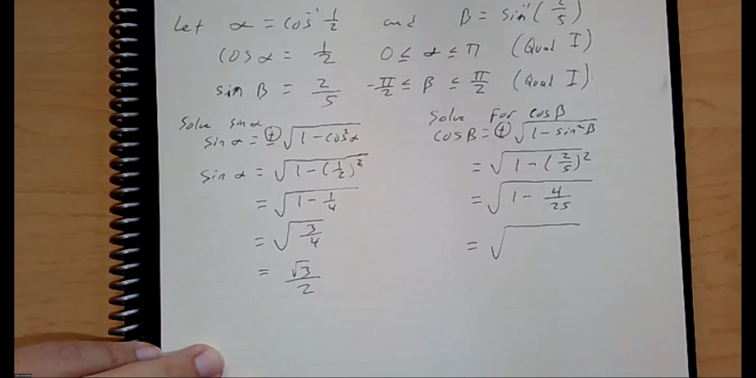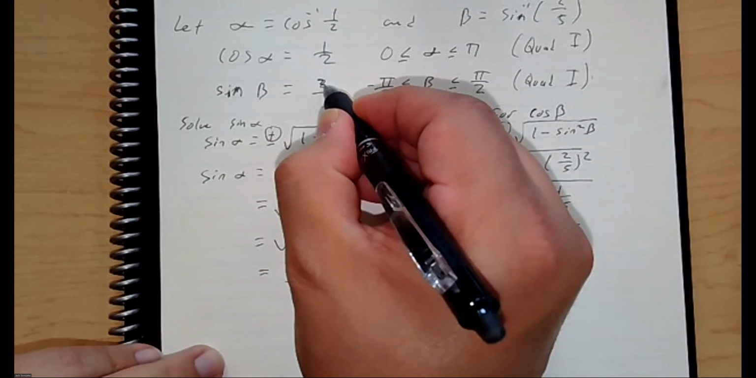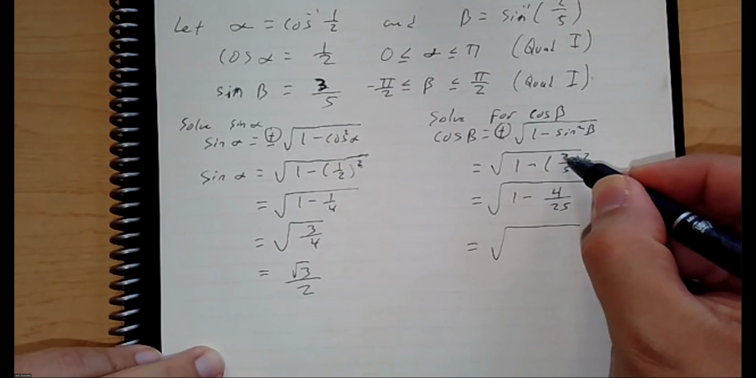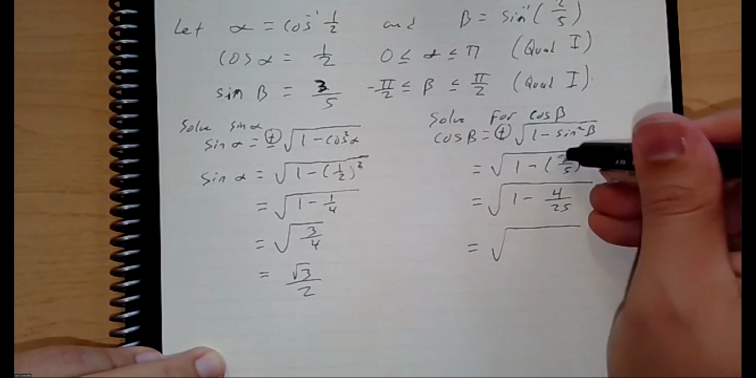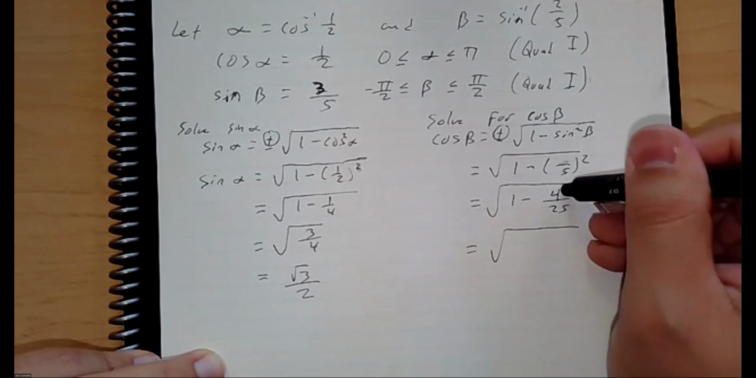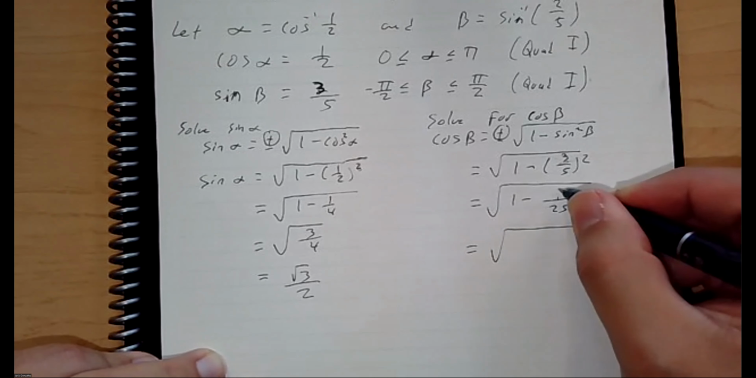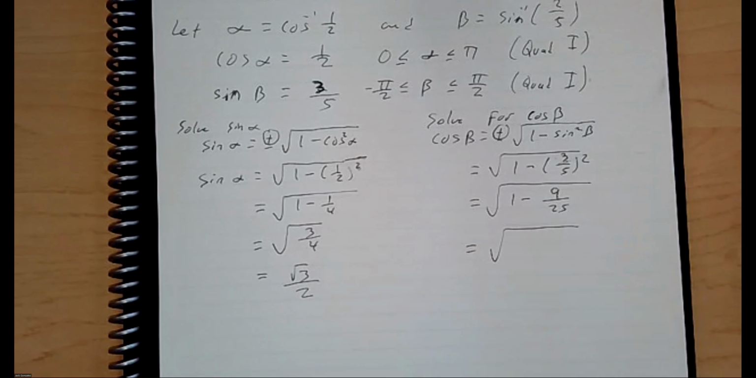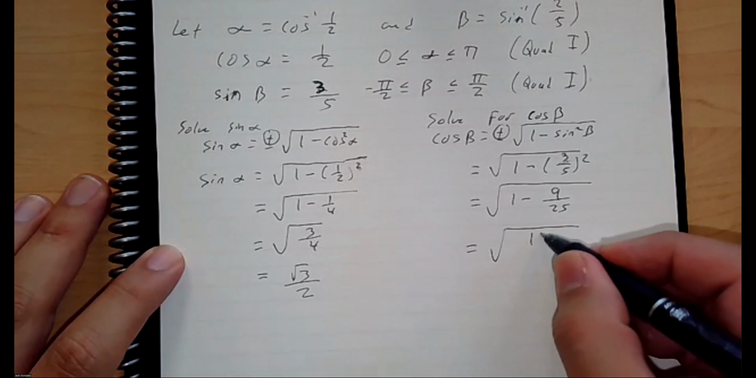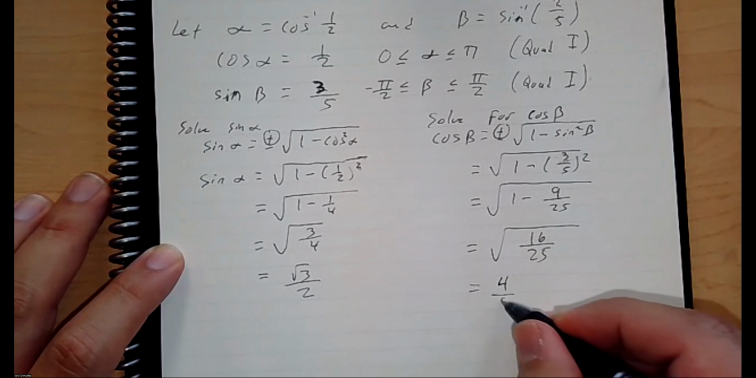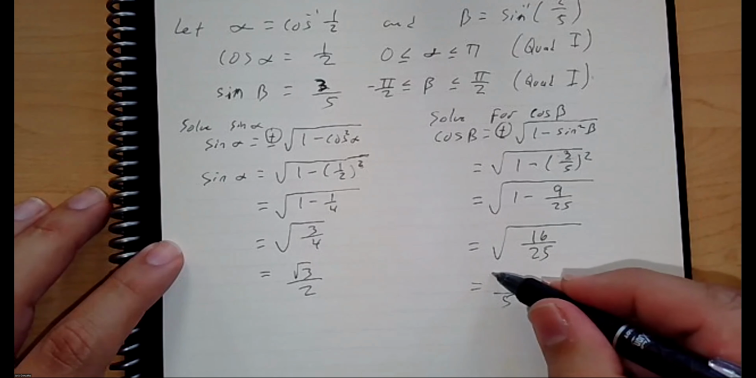Hold on a second. This is supposed to be a 3. Minor change. Luckily, I caught it early. So it becomes a 9. 1 minus 9/25 will be 16/25, which will be 4/5.